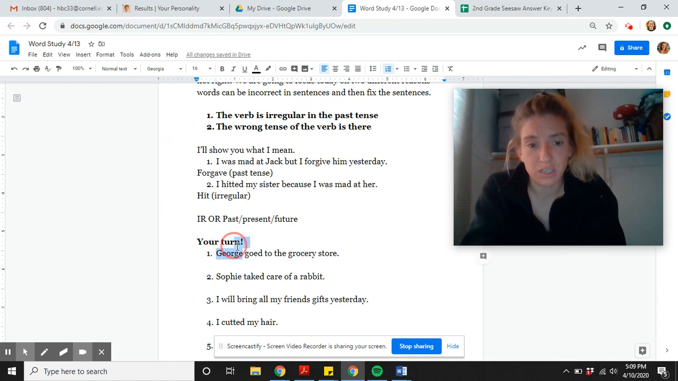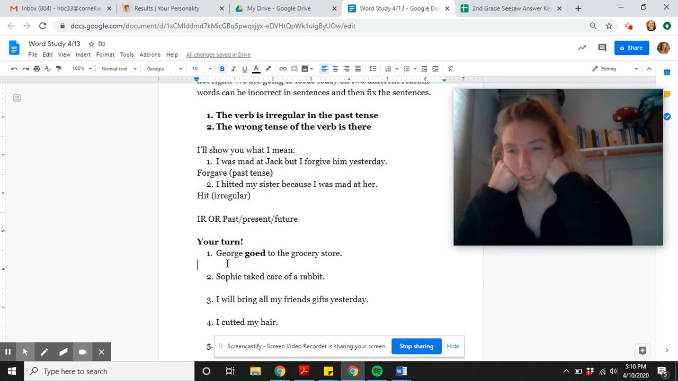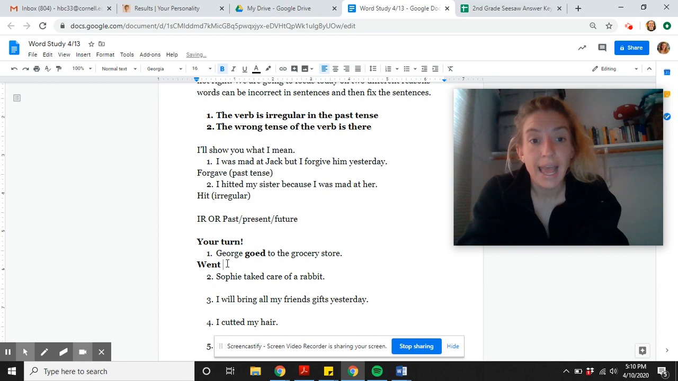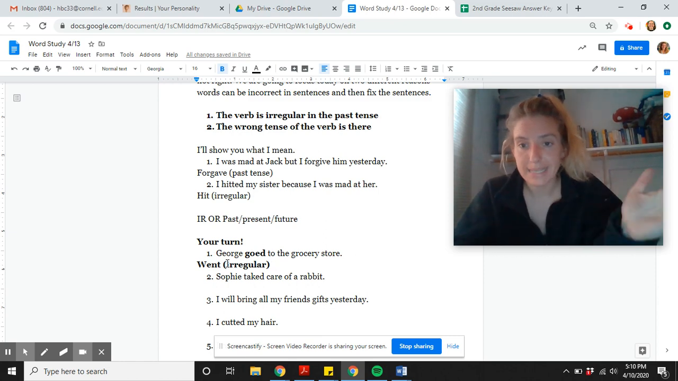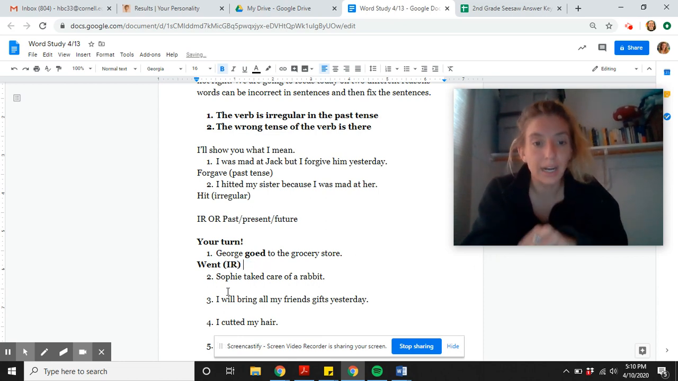George goed to the grocery store. Well, the verb here is goed, but I know that goed is not even a word, so that must be the mistake. I'm going to first write what it should be. Go to the grocery store. What is go in the past tense? Went. And the mistake is that it is irregular. When we talk about going in the past tense, we say went. So I can write went and then write irregular or just IR.